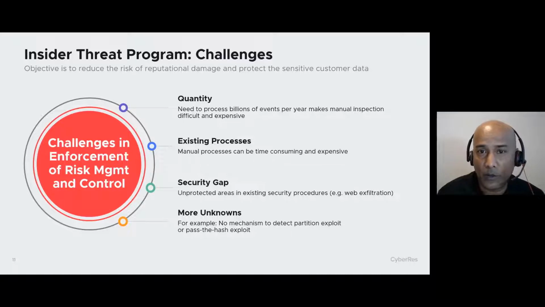The challenges of such a program are the billions of events that they would need to inspect. And so they reverted to existing manual processes, specifically 2 engineers, half a week each, examining emails being exfiltrated from the organization to see if anything was sensitive. However, this leaves security gaps such as web exfiltration through Google Cloud and Dropbox, and nothing really sophisticated was being detected, such as pass-the-hash exploits and detection of disk partitioning.